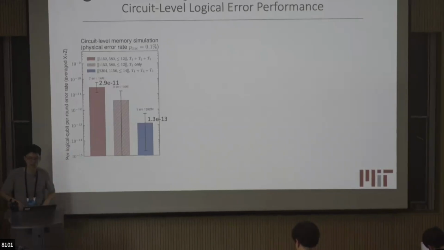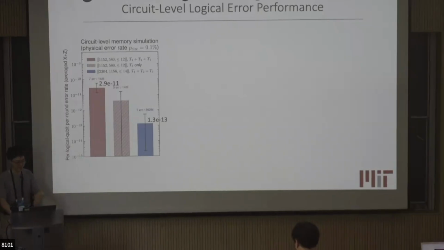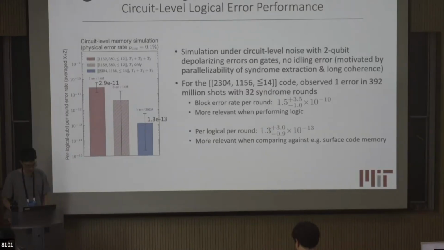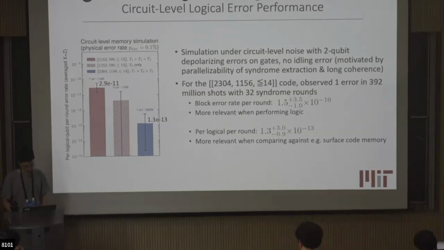I mean, it did take quite a bit of cluster time as well. It's not just the decoder, but this still gives us fairly good evidence that these codes can actually be quite good. So the block error rate per round is around 1.5 times 10 to the minus 10 for this larger code.